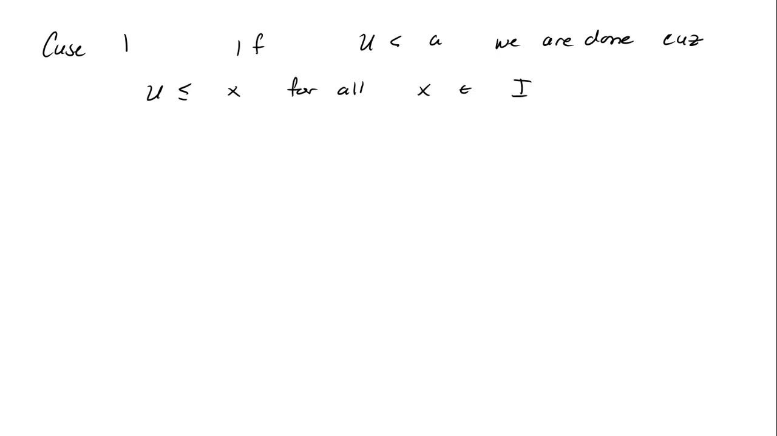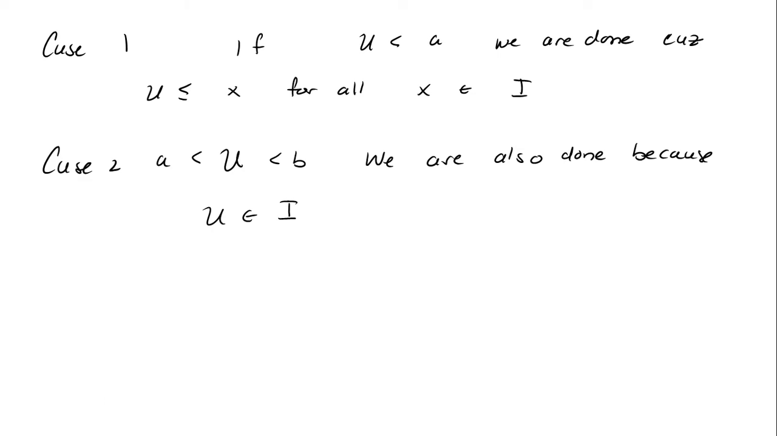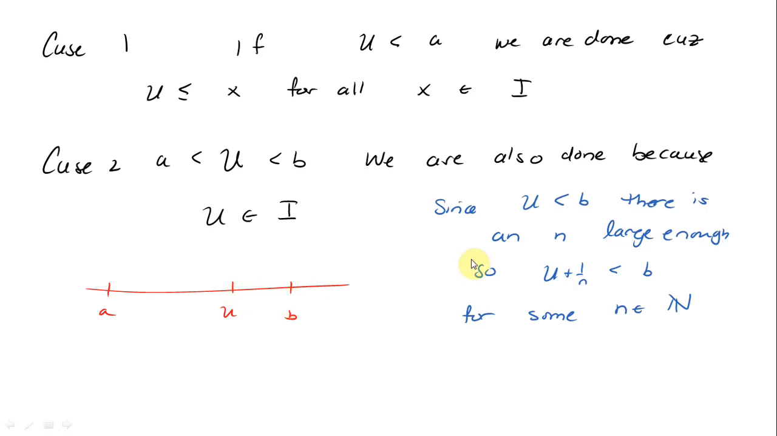Then we're done, because u is smaller than x for all x in I, so it cannot possibly be an upper bound. The second case is that u somehow ended up between a and b. We're also done in that case, because u must belong to I, first of all. So u's in there, and I'm going to find an element right here that's strictly between u and b. u is smaller than b. There's an n large enough so that u plus 1 over n is strictly smaller than b. Right there.